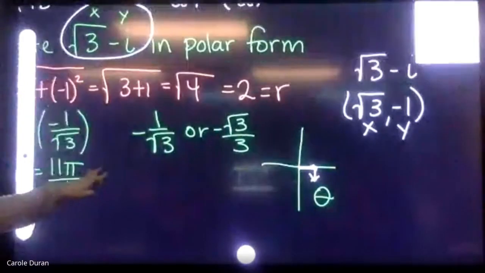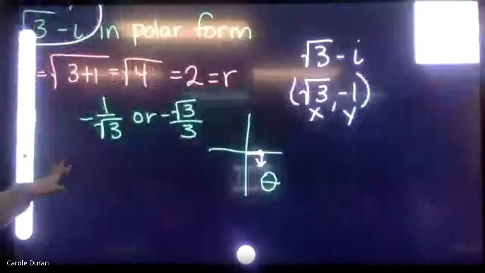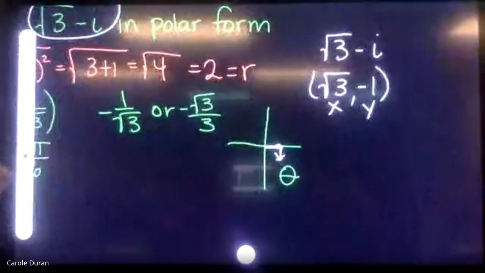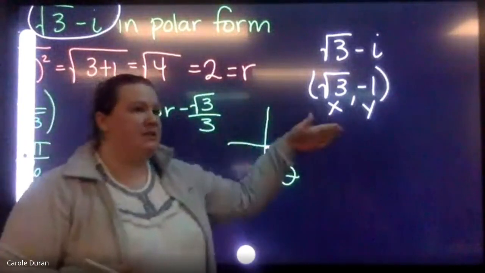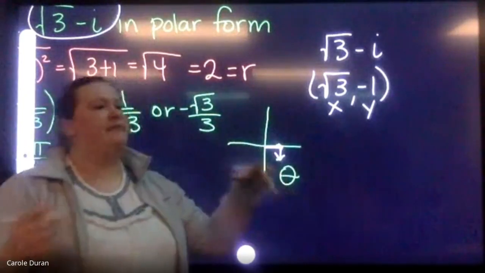Wait, so square root of 3 is just 3? One more time. No, square root of 3 is 1 point something. But we're positive. So all I cared about was that from the origin I went right, and then I went down. I don't necessarily have to know exactly what number it is.